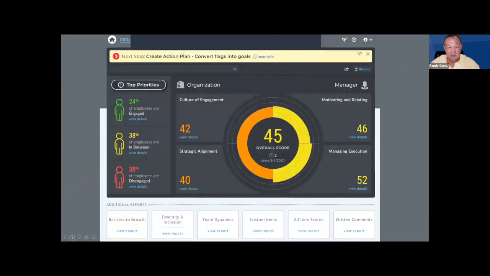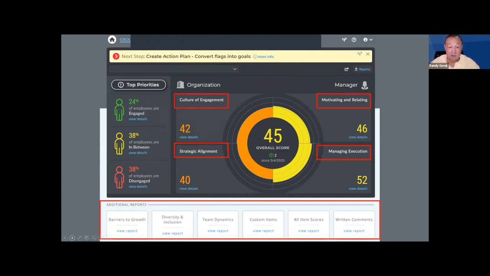Here's how we do it. We take a look and have a robust view of employee engagement. We measure the culture of engagement. How is it ingrained in the culture? What about the strategic alignment? Are the people aligned in the field with what the corporate offices want to do? Are the managers motivating and relating to employees? And are we managing execution carefully? And what about all this other stuff? We've got barriers to growth, diversity, inclusion. Are you measuring this in that kind of detail? And if you're not, you should.